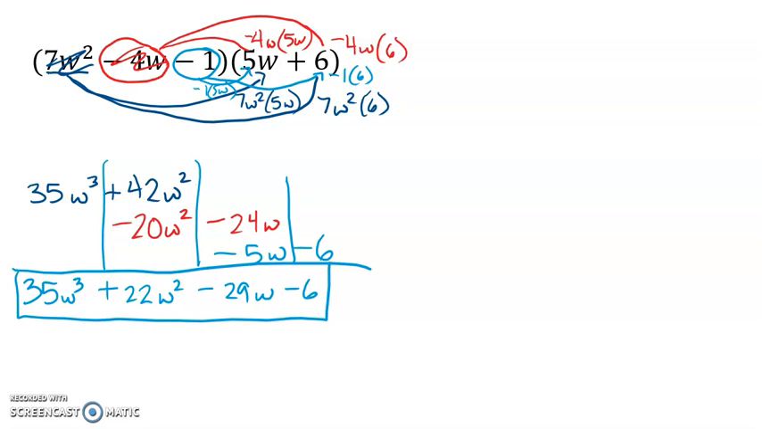Watch your signs, watch your exponents. Remember, when you multiply variables together, the exponent changes. Make sure you keep things organized. Don't just put your math all over the place. You have to stay organized so you know, hey, these things go together. Line up your like terms. The squared terms should be lined up. The single terms should be lined up. Constants are lined up. Cube terms are lined up. All those things will help you be successful.